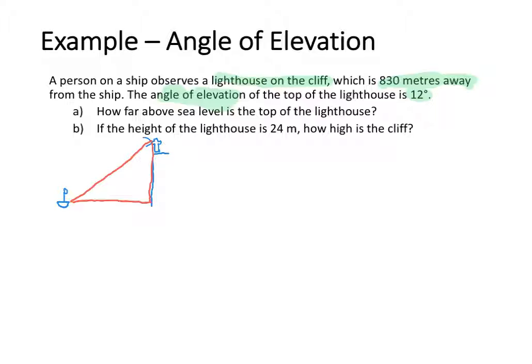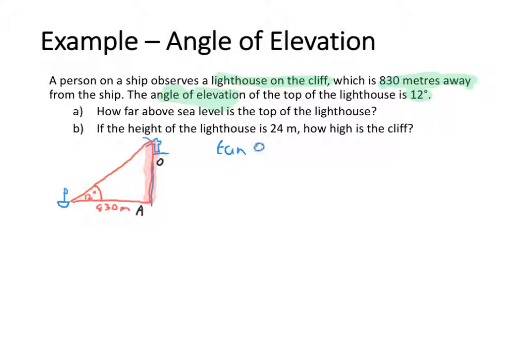And I know that my angle of elevation from the ship, so this angle here to the top of the lighthouse, is 12 degrees. And I know that my ship is 830 meters away. And what I'm wanting to know is how far is the top of the lighthouse from sea level. So I'm looking to calculate this length here. So now that I have my diagram, I can use trigonometry to be able to calculate the missing length of that side, which will give me how high the lighthouse is above the sea level. So looking at the information, I've got an angle, I've got the adjacent side, and I want to find the opposite side. So using opposite and adjacent is going to be tan. So I need to use the tan ratio to be able to calculate the height that I am looking for.